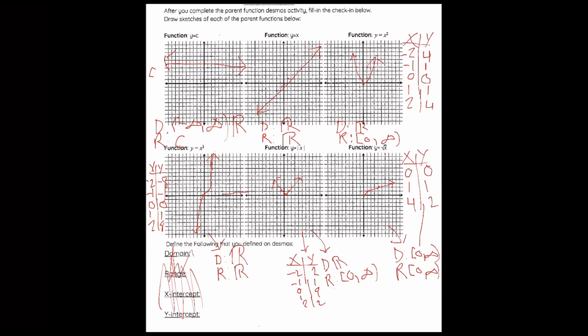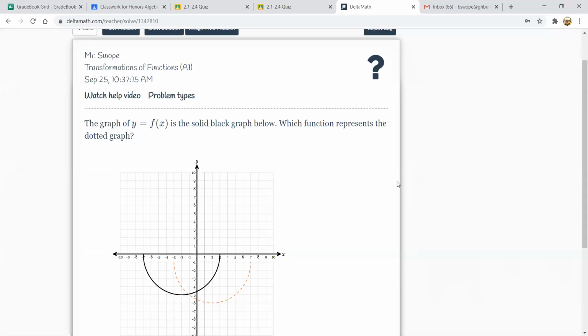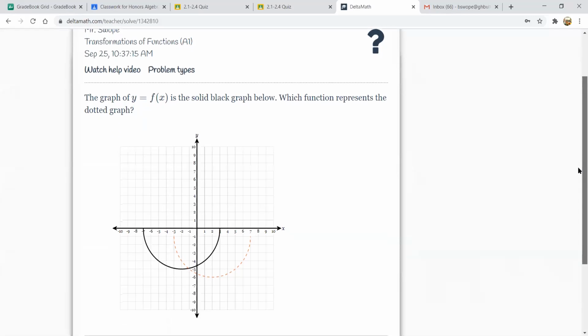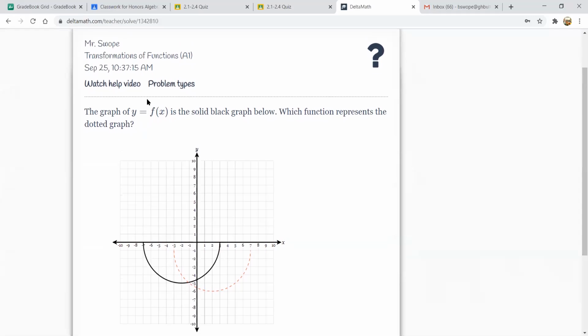All right, so the first section, they're just going to give you a function. It says the graph of y equals f of x is the solid black graph. So it's not one of the parent functions we just talked about, but this is our original. They want to know which function represents the dotted graph. If you notice, to go from the black to the red, it looks like it moved to the right. That's all it did. And maybe actually it looks like it went down a little bit as well.